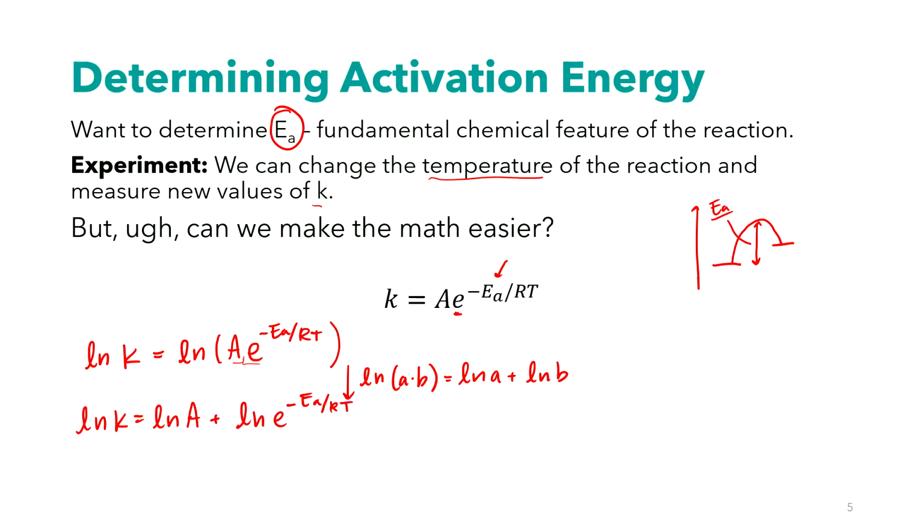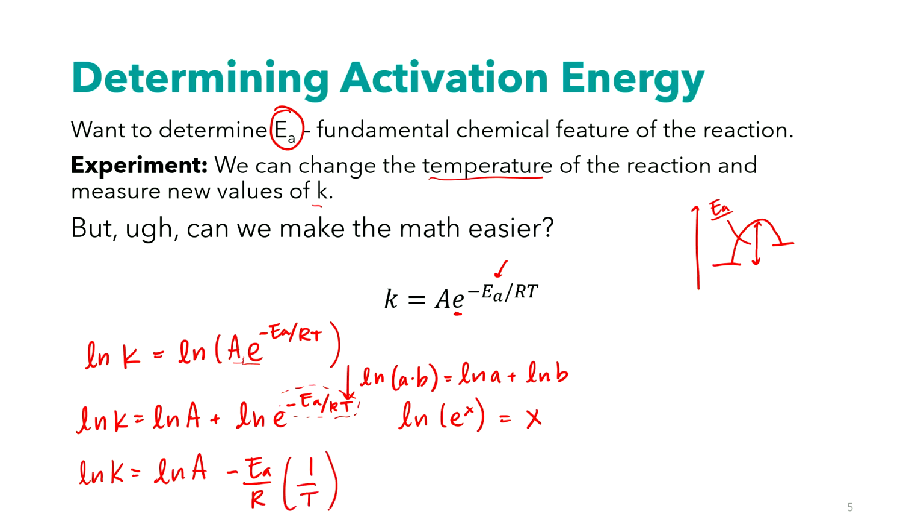And then another rule. The natural log of e to the x just equals x. So this lets me drop out this term here, which is really what I was hoping to do. So the natural log of k equals the natural log of A minus EA over R times 1 over T. And I did that on purpose. I wrote it like this because I want to separate out my 1 over T. Remember, temperature is the variable I'm changing. I can change temperature, that's easy. I put it in a water bath and I heat it up, and then I measure k.